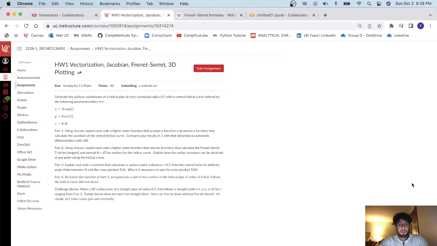Part 3 of the homework, we're going to explain and code a function that calculates a surface point, at a distance of a radius of 0.5 from the central helix, for arbitrary angle theta between n and the cross product of t multiplied by the normal vector, the tangent multiplied by the normal. And we're also going to figure out why it is necessary to use the cross product of the tangent multiplied by the normal vector.